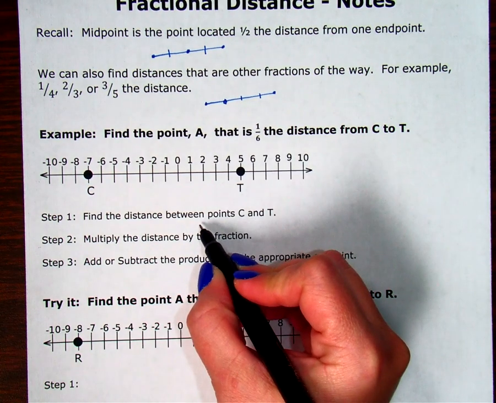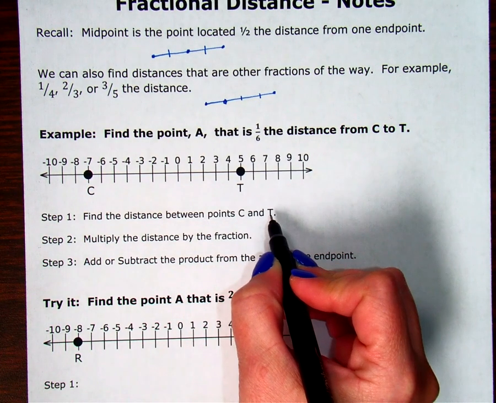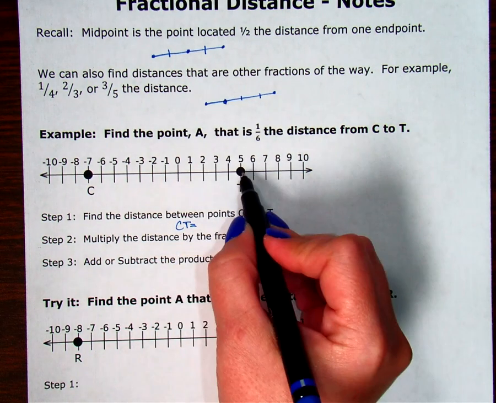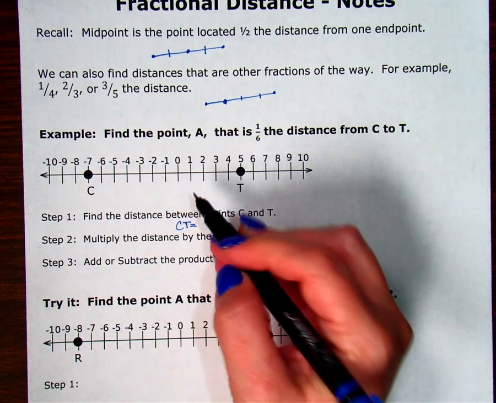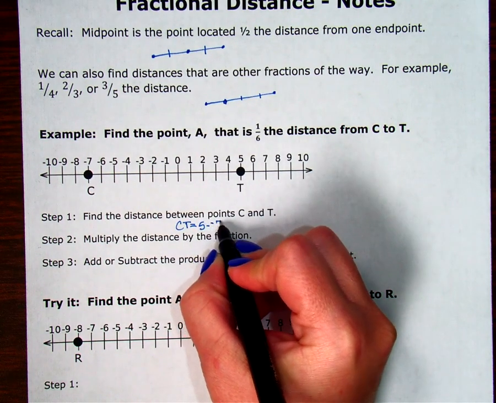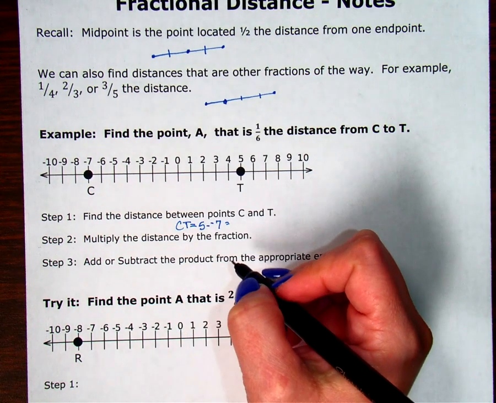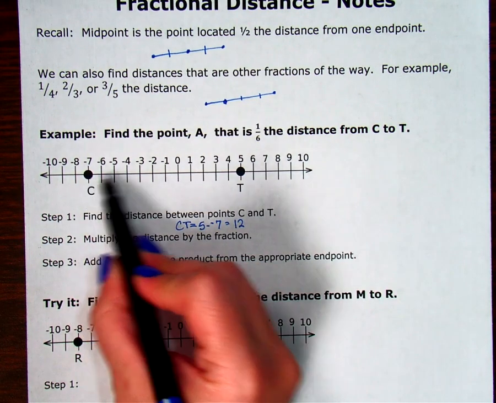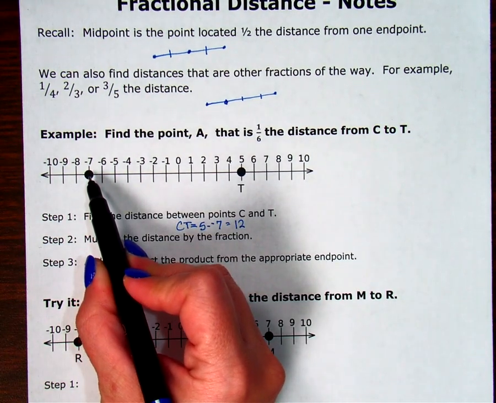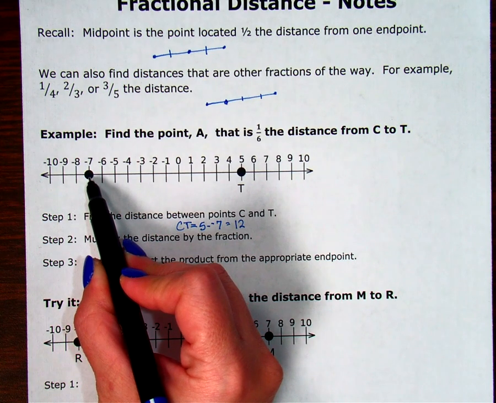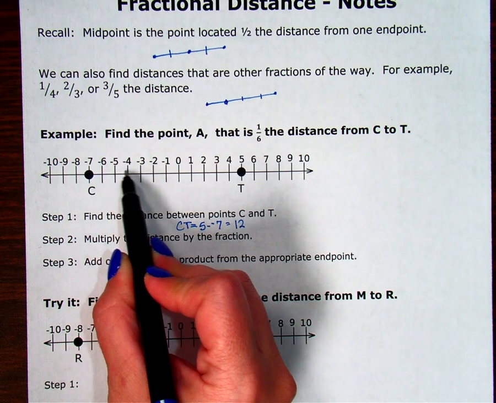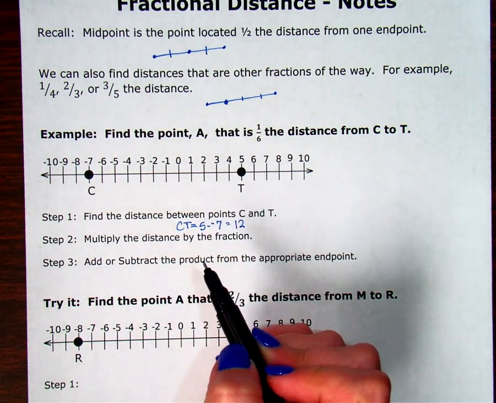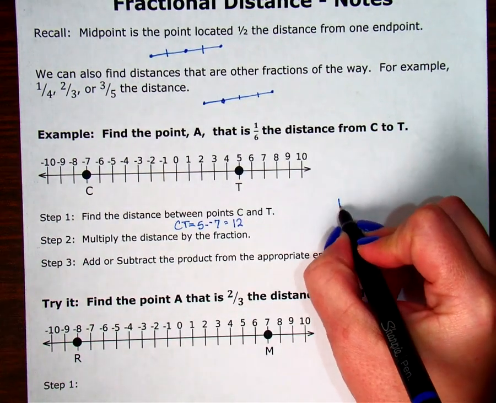So the first thing I need to do is figure out how far it is from C to T. Okay, so there's 2 ways we could do that to find CT. We can take the biggest point, 5, and subtract the smallest point, -7, which is 5 minus -7, which is really 5 plus 7, 12. Or we could count to get from C to T. Remember, when you first put your pen down, you can't start counting until you move. So when I put my pen there, I haven't moved yet, so that's 0. 1, 2, 3, 4, 5, 6, 7, 8, 9, 10, 11, 12. So either way, you'll get 12 for step 1.